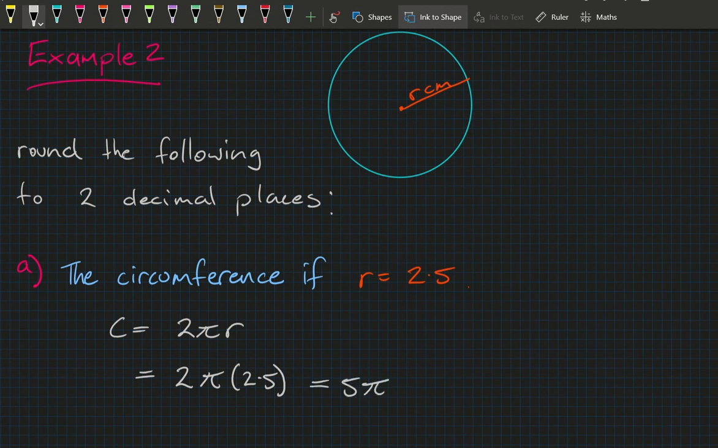And at this point, you need a calculator. So I could go back and use one of those other calculators, or I could just type this out in OneNote. So here we have 15.707. So 2 decimal places, we use a 7 to round the 0 up to 1. So our answer is 15.71 for 2 decimal places. Okay, that was pretty easy.